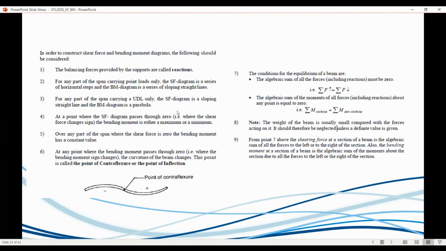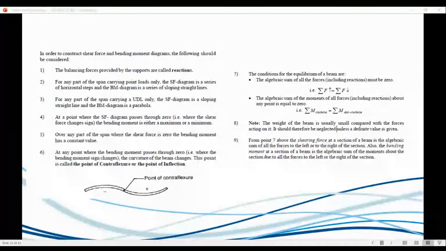Just thinking from a practical perspective, why do you think we need to know the point of contraflexion? That is where the bending moment is 0. Why do you think you need to know it? Just have a small thought about it. Anyone? Quick.